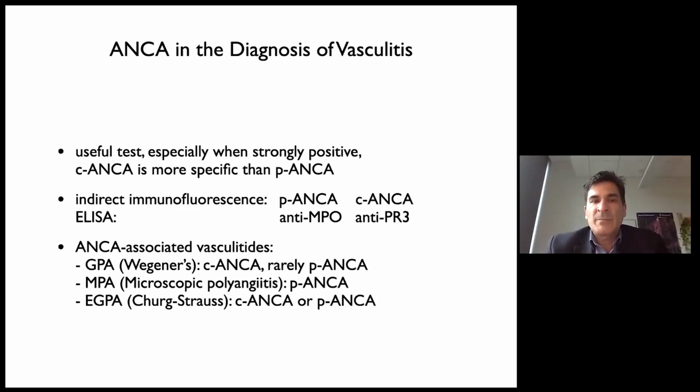ANCA testing can be very useful, in particular when the results are strongly positive. Just as a reminder, there are C and P ANCA antibodies, cytoplasmic and perinuclear, and the C ANCA is more specific than the P ANCA. These antibodies can be tested either by immunofluorescence or using ELISAs, and here the P ANCA corresponds to the anti-MPO myeloperoxidase antibody, and the anti-proteinase 3 corresponds to the C ANCA. The ANCA-associated vasculitides are GPA, MPA, and EGPA, and the GPA in particular is associated with a C ANCA.